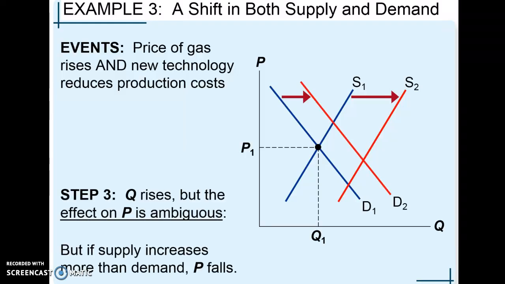So the price of gas rises and new technology reduces production costs. Q rises, but the effect on the price is ambiguous. If supply increases more than demand, then the price is going to fall, and you see that here. The price has fallen because the shift in supply is more than the shift in demand.